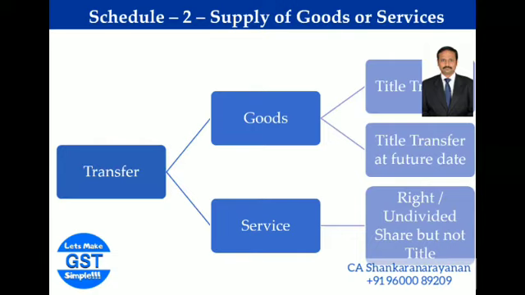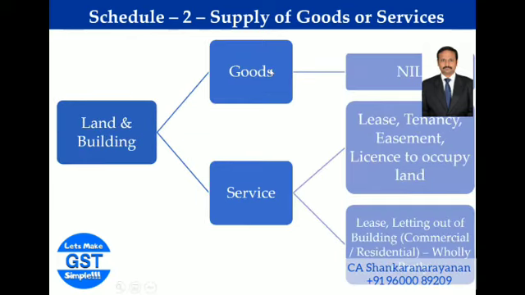So when it comes to transfer, there are 3 different transactions and 2 different outlooks. The first 2 are considered to be supply of goods. The last one is considered to be supply of service. Where is it told? Schedule 2. The next one is land and building related transaction.